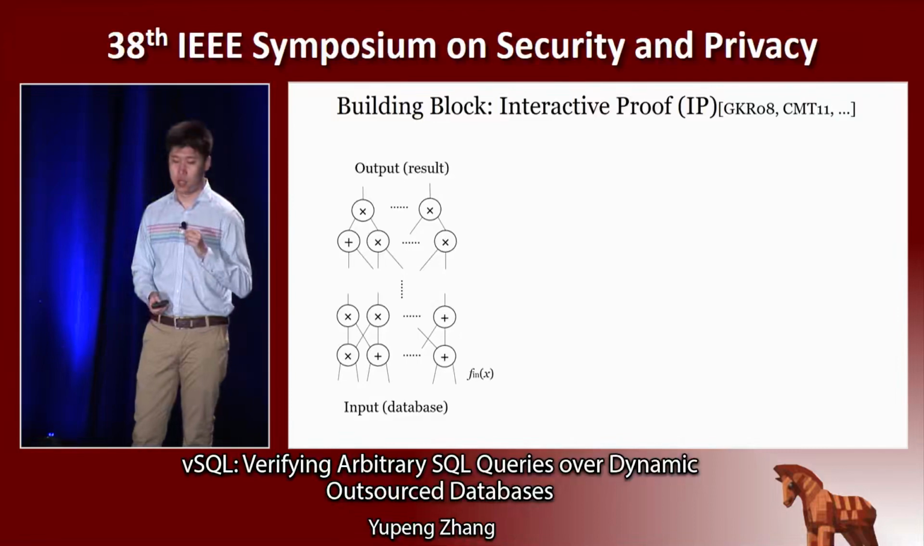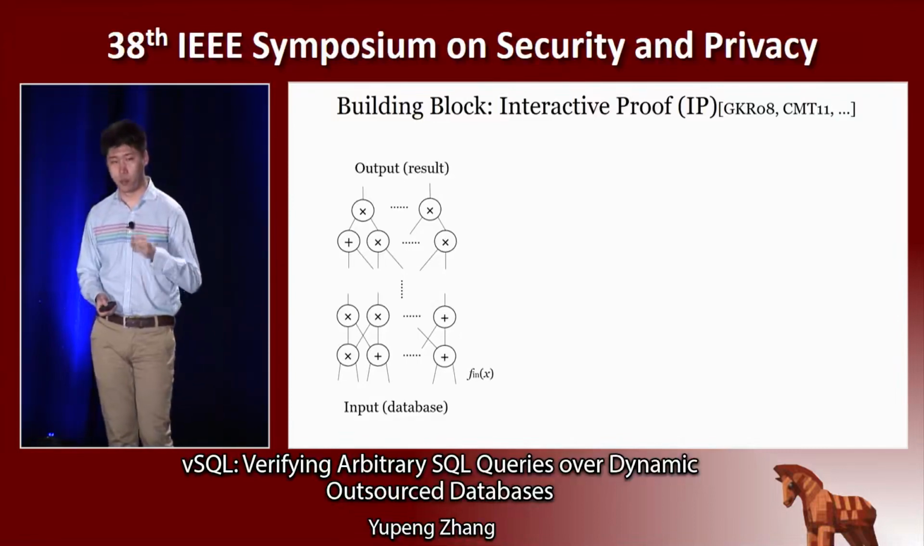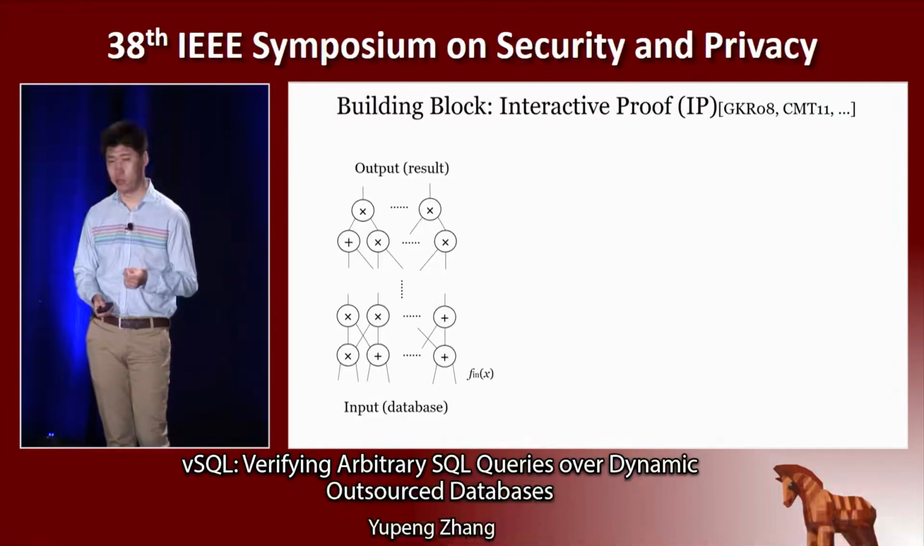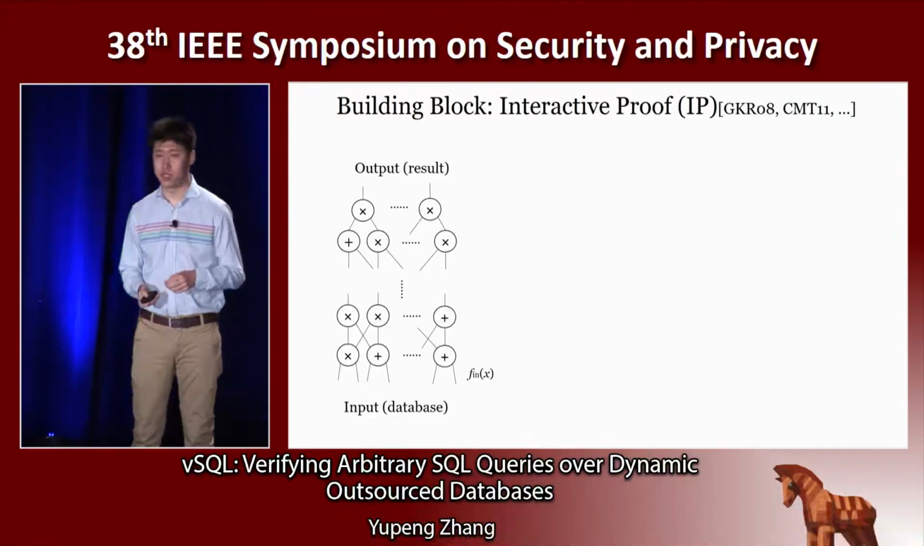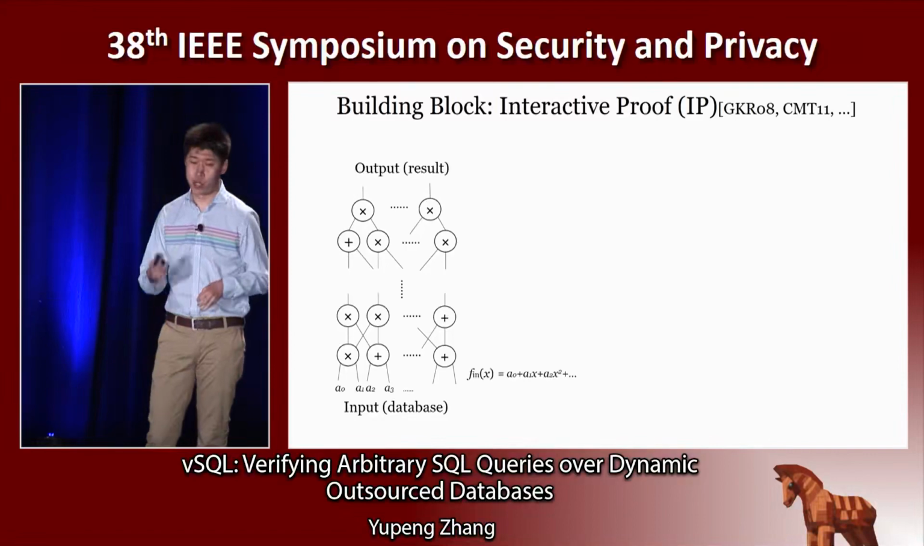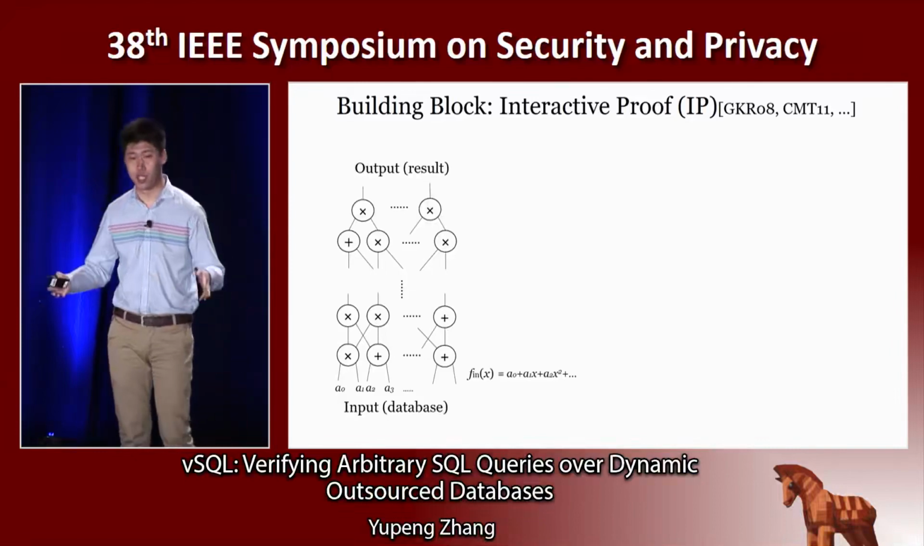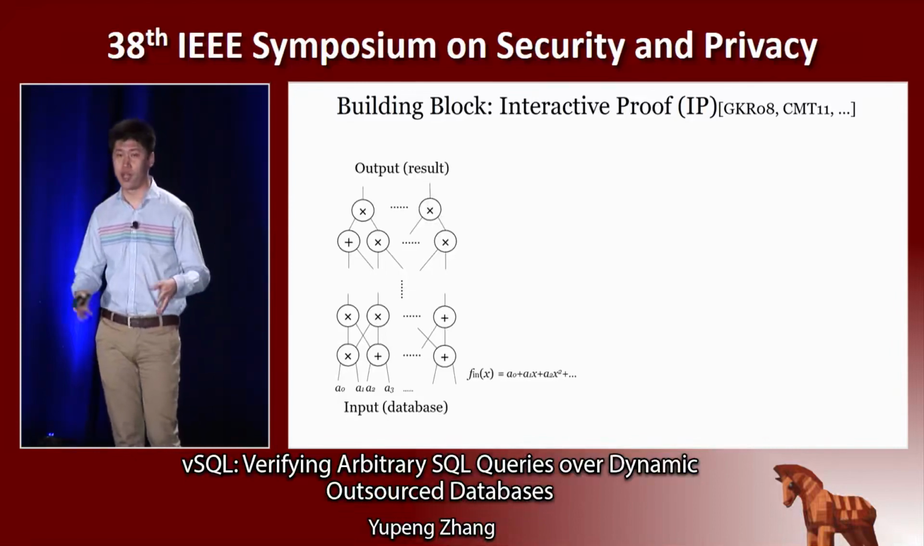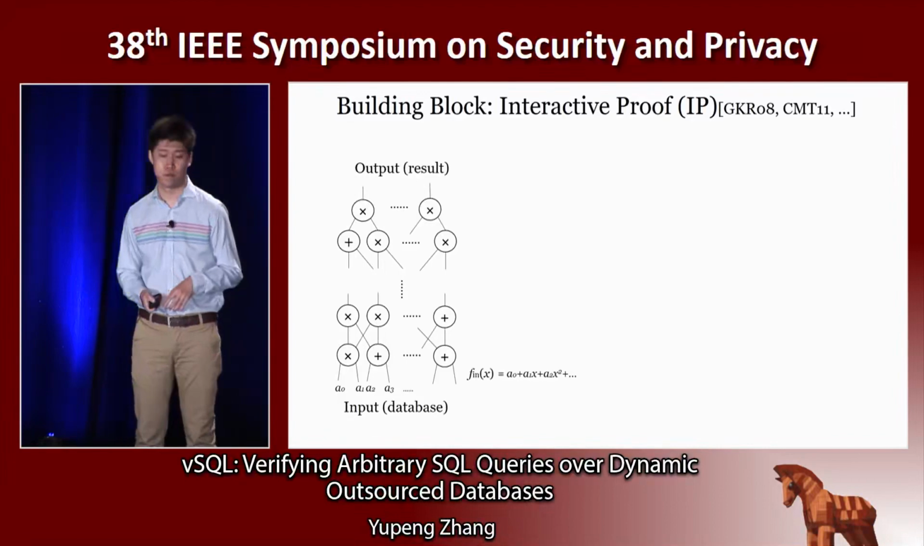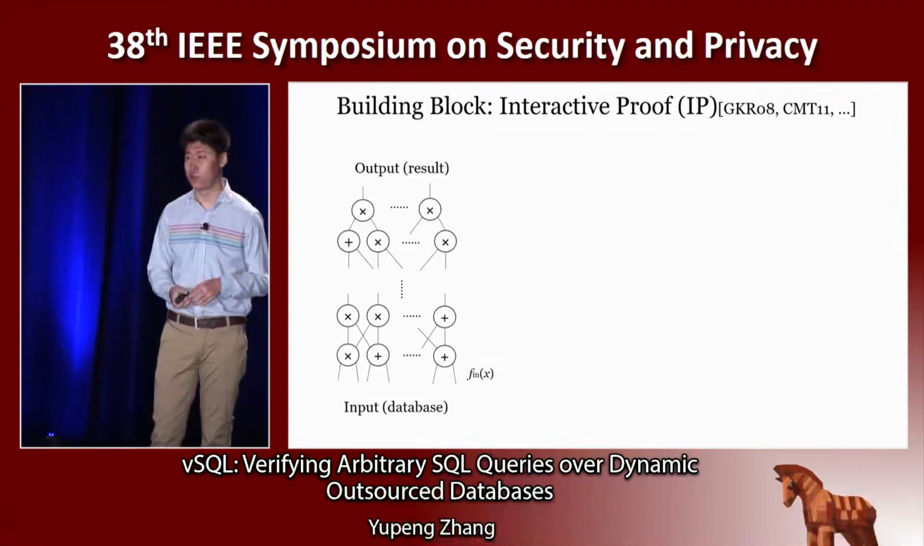First, we want to define a polynomial f in x by the input database. By define, you can think about it as every coefficient of this polynomial is an element from the database. In this way, the size of this polynomial is the same as the size of the database. For those who are familiar with interactive proof, this is called multilinear extension or low-degree extension.